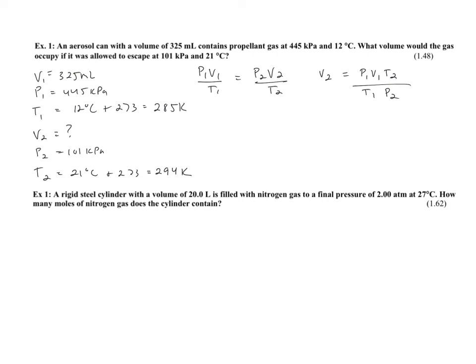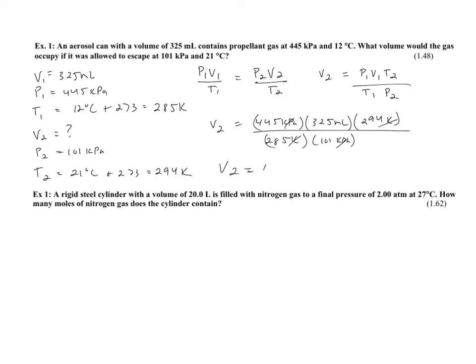Okay. So now we can plug in 445 kilopascals times V1, 325 mils, times T2, 294 Kelvin, divided by T1, 285 Kelvin, and P2, 101 kilopascals. V2 is 1480 milliliters.